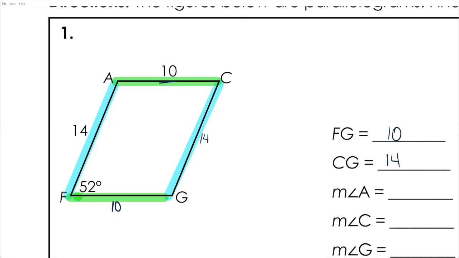And then there's one more figure that we know for sure. We know that angle F is 52. And if we go across to F, that means C also has to be 52.